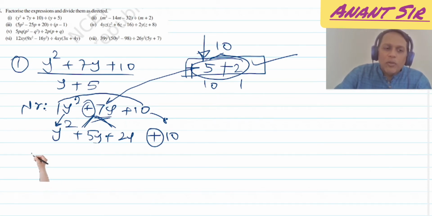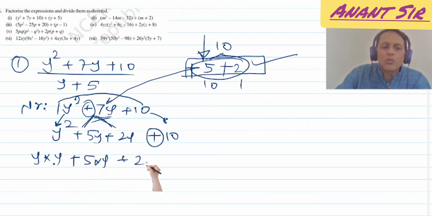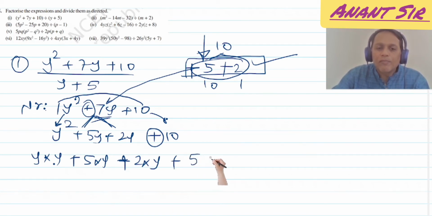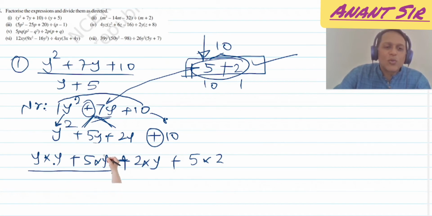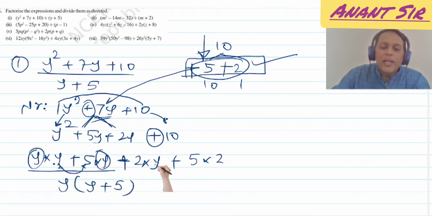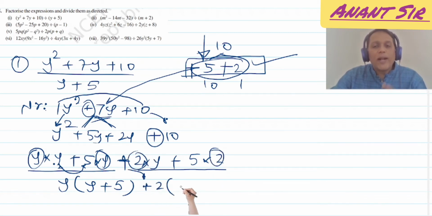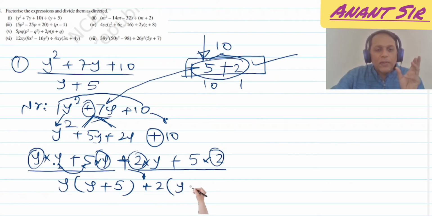Now what we do? y square will be written as y into y, 5y is 5 into y, plus 2y as it is, and 10 I am going to write as 5 times 2. So now in the first two terms we can take y common. If I take y common, what remains in the bracket is y plus 5. And what about the last two terms? What can I take common? It is 2. What is the sign? Plus. So if I take 2 common, what remains in the bracket is y plus 5.